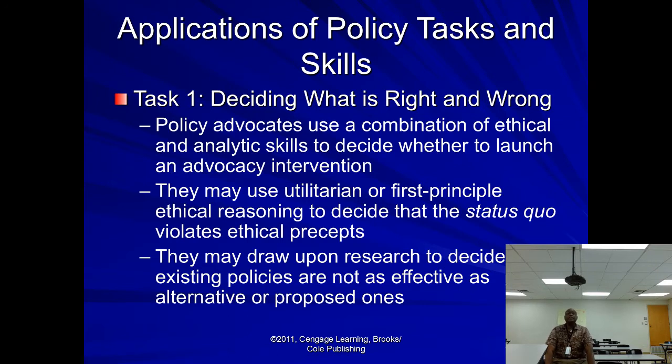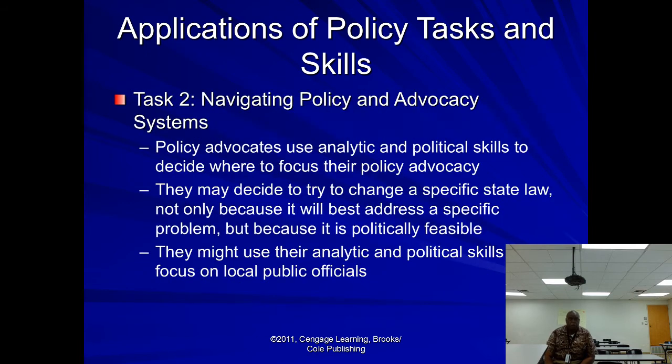So, the applications of policy tasks and skills. The first task, deciding what is right and wrong. Policy advocates use a combination of ethical and analytic skills to decide whether to launch an advocacy intervention. They may use utilitarian or first principle ethical reasoning to decide that the status quo violates ethical precepts. They may draw upon research to decide that existing policies are not as effective as alternative or proposed ones.